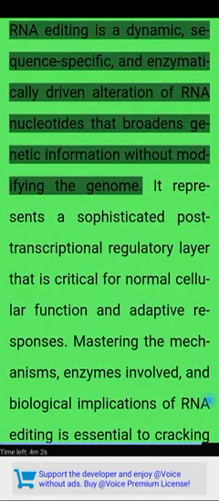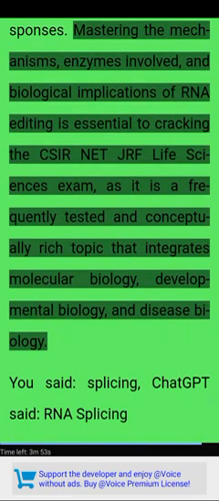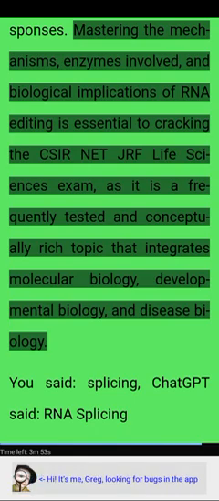Conclusion. RNA editing is a dynamic, sequence-specific, and enzymatically driven alteration of RNA nucleotides that broadens genetic information without modifying the genome. It represents a sophisticated post-transcriptional regulatory layer that is critical for normal cellular function and adaptive responses. Mastering the mechanisms, enzymes involved, and biological implications of RNA editing is essential to cracking the CSIR NET JRF life sciences exam, as it is a frequently tested and conceptually rich topic that integrates molecular biology, developmental biology, and disease biology.